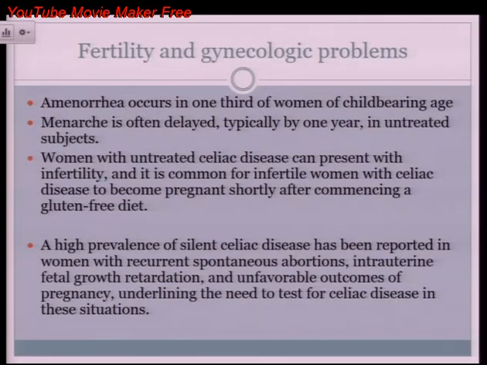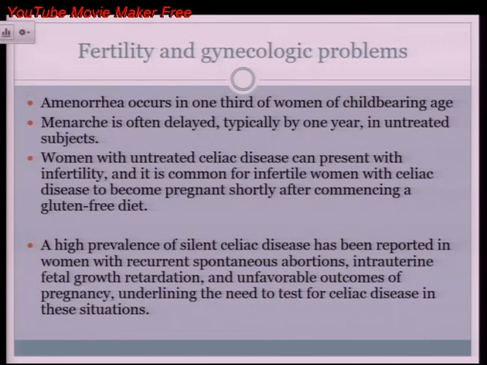Fertility and gynecological problems are very common in untreated celiac. Amenorrhea occurs in about a third of women of childbearing age. Menarche is often delayed in untreated subjects. Women with untreated celiac disease can present with infertility. In fact, if you are in the infertility clinic, when they're doing their workup for infertility, one of the things that they do is check for celiac disease.